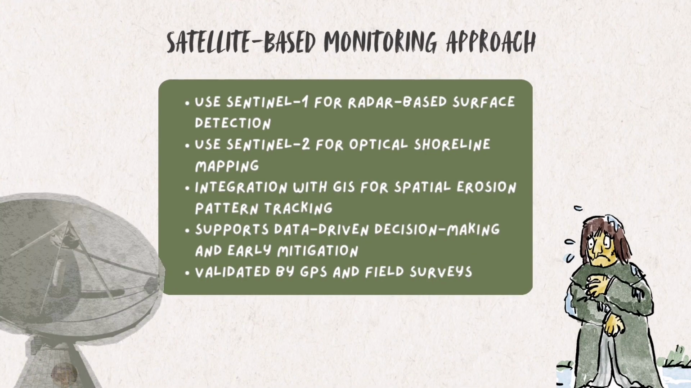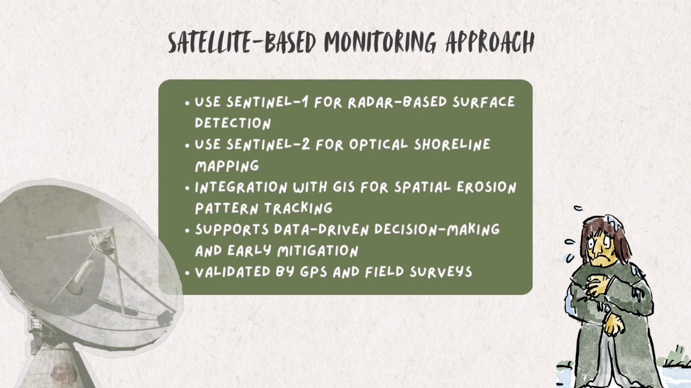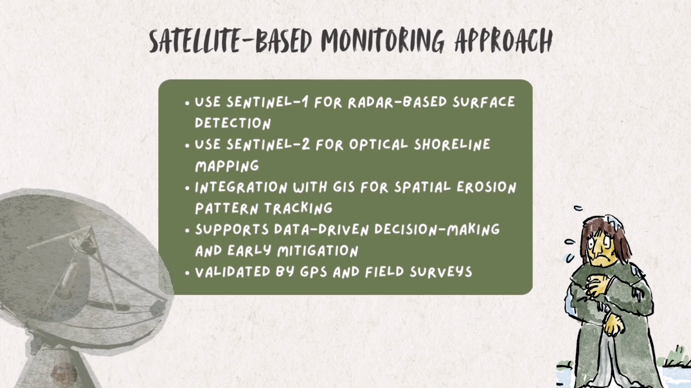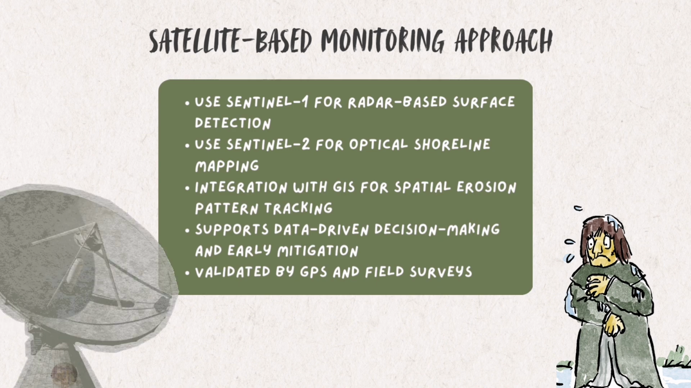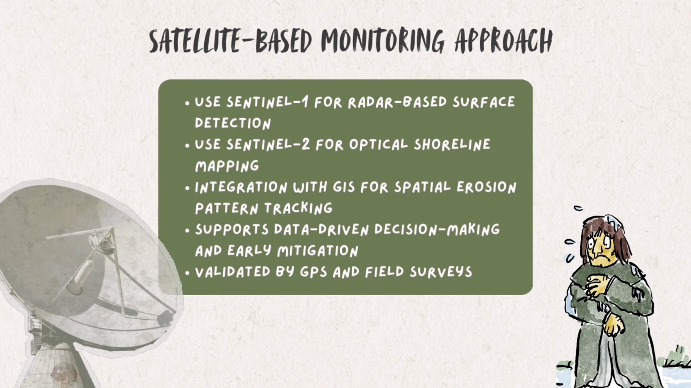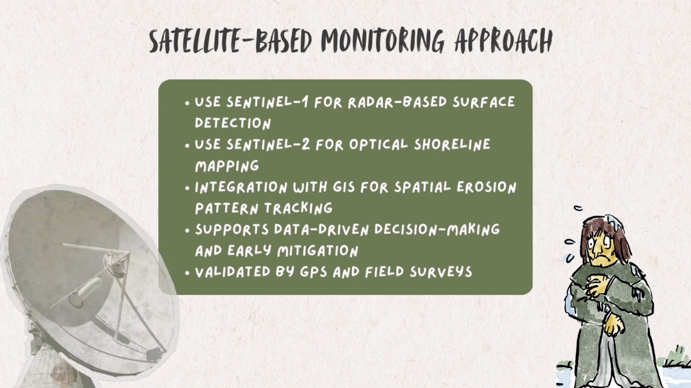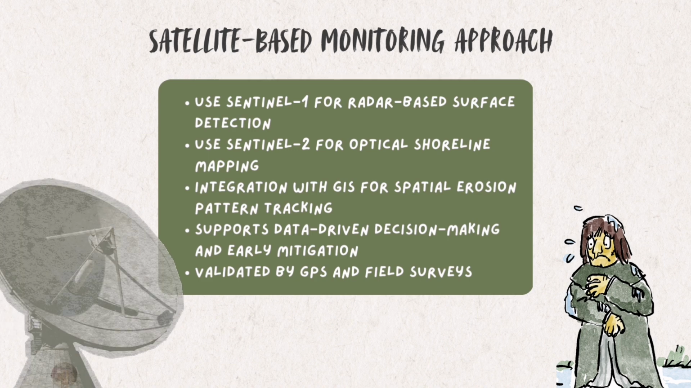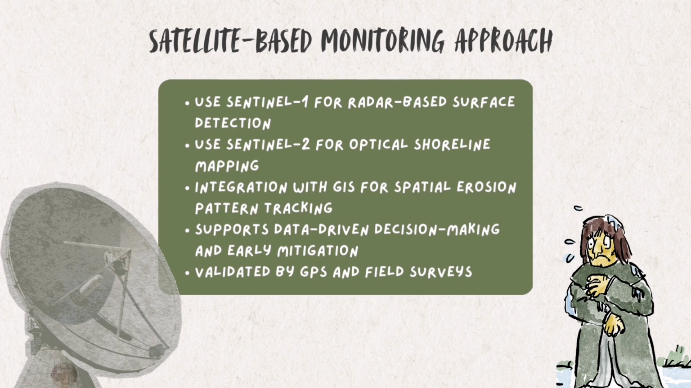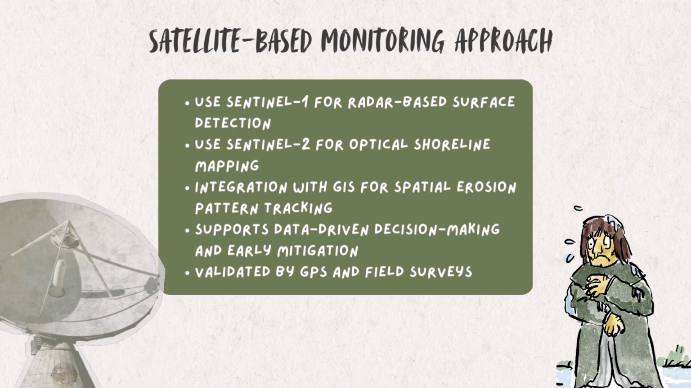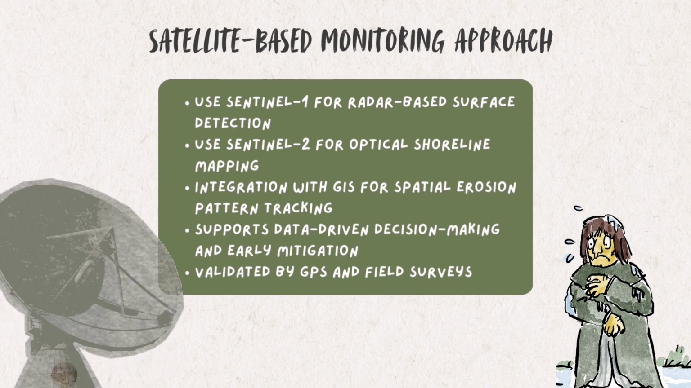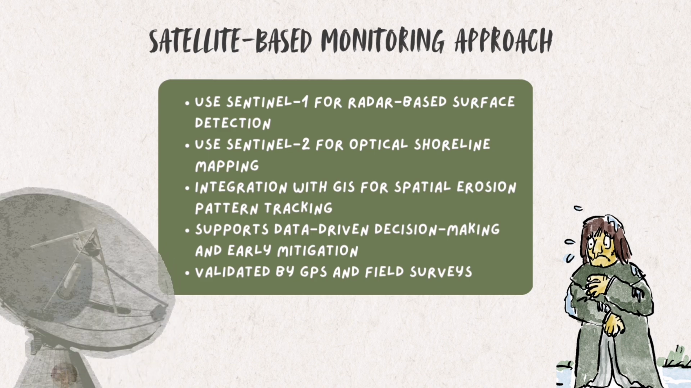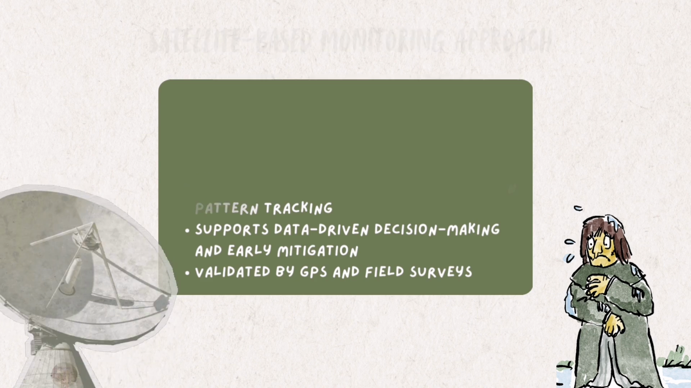Satellite-based monitoring approach. To solve these issues, we propose a satellite-based approach using Sentinel-1 and Sentinel-2. Sentinel-2 captures optical data for shoreline features, while Sentinel-1 uses radar to collect data regardless of weather. Combined with GIS, this system helps us analyze erosion patterns over time. Accuracy is improved by validating the results with GPS field surveys.